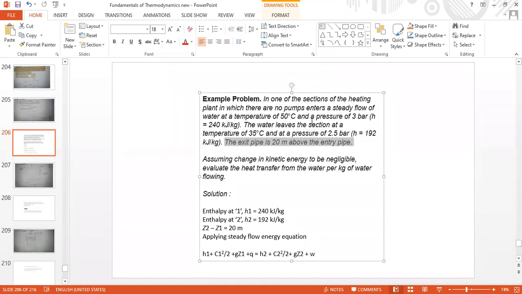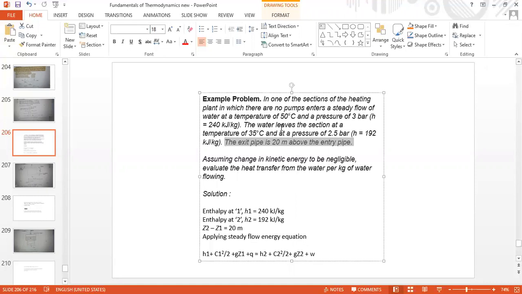The fluid enters without an input of some energy. So there is no pump. And assume the change in kinetic energy is negligible. Evaluate the heat transfer from the water per kg of water flow. Here, this is another type of problem, not a compressor problem, but a flow problem.